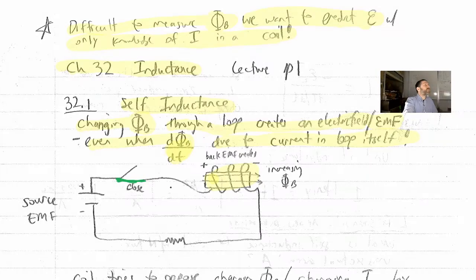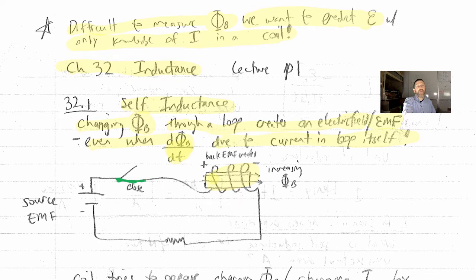What's the flux through the coil when there's no current? Zero. Nature wants that to stay the same, just like it wants a mass's velocity to stay the same. So when you try to close this switch and try to get current going, notice that the EMF that is produced opposes the source EMF.